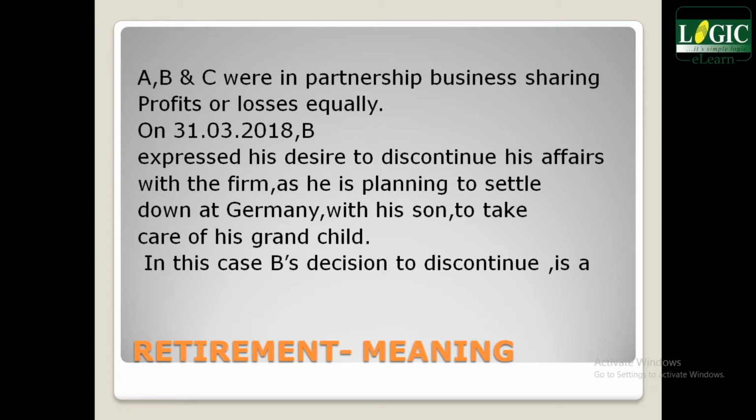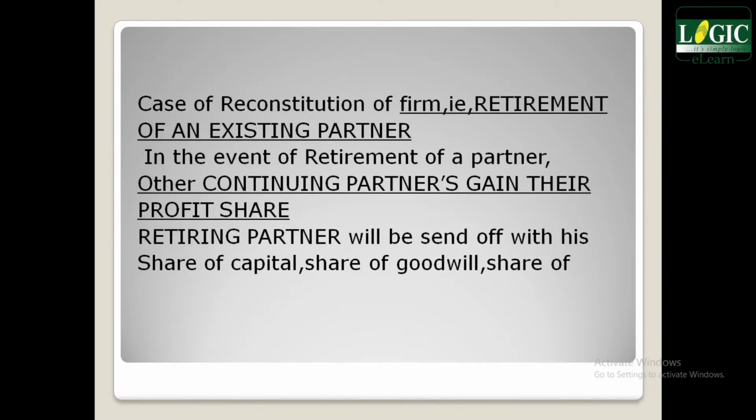Suppose a partner expresses his desire to quit his affairs as a partner with the firm. That is the best example for retirement of a partner. This is a case of reconstitution of firm. So, the lesson retirement of a partner is easier provided you are thorough with admission of a partner. The accounts to be prepared remain the same, that is revaluation account, columnar capital account, cash account and balance sheet. But the thing you will have to think is like this.